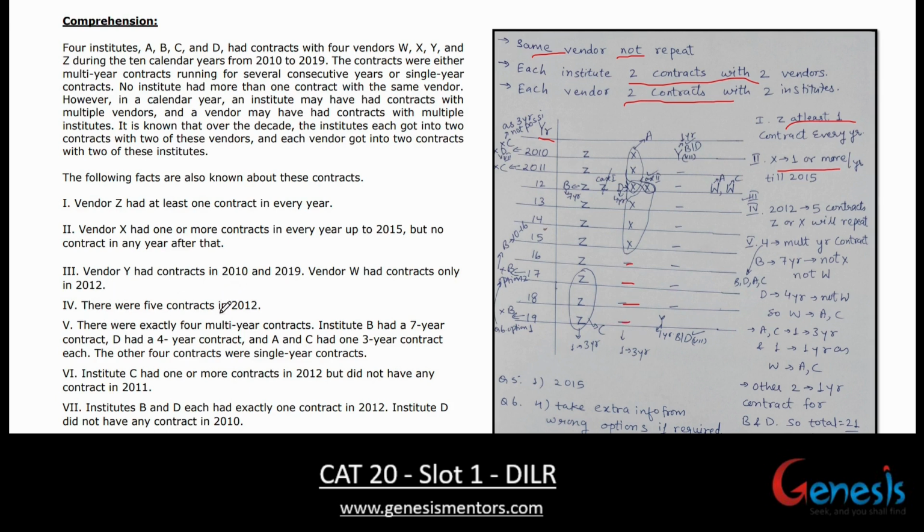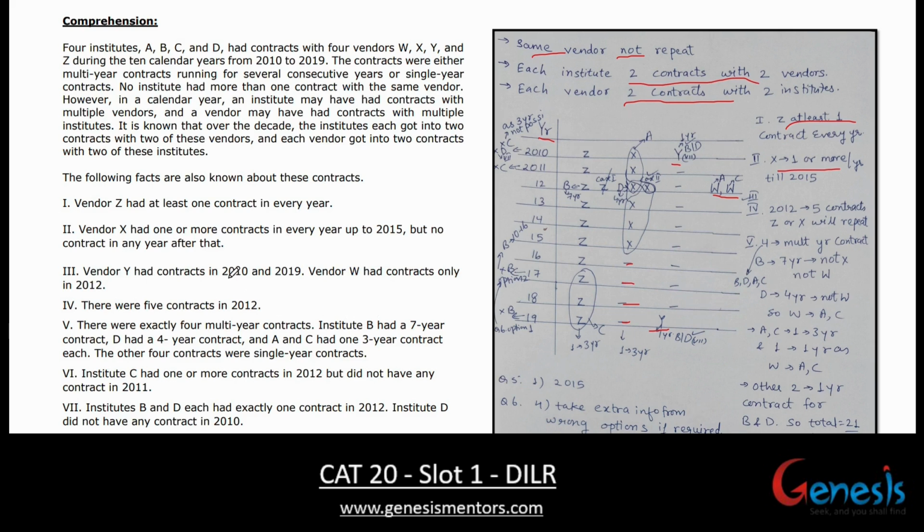Vendor Y had contracts in 2010 and 2019. Vendor W had contracts only in 2012. Y has contracts in 2010 and 2019, but we don't know about the years in between. For W, it is confirmed that it has both its contracts in 2012 only, so we have represented 2 W's here. Z is done, X is done, 2 W's, and Y has contracts in 2010 and 2019, but the other years are not given, so we don't know as of now.